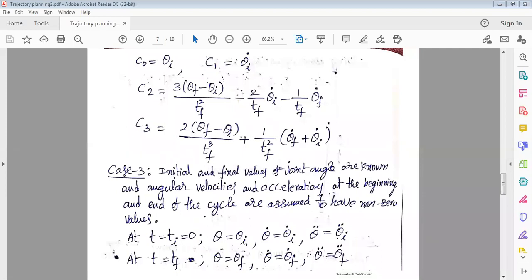Okay, next to case 3. Initial. I gave a statement on the previous slide; for that statement, for case 3, there is something I will tell you.